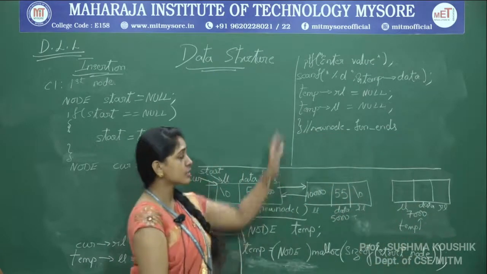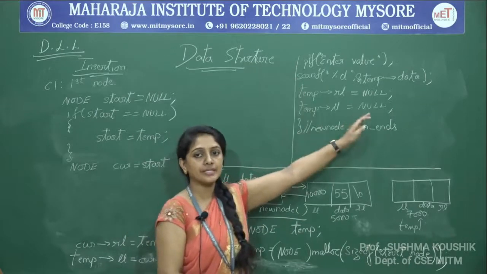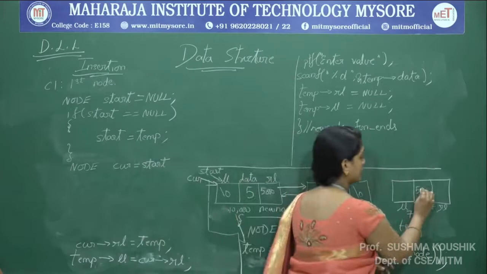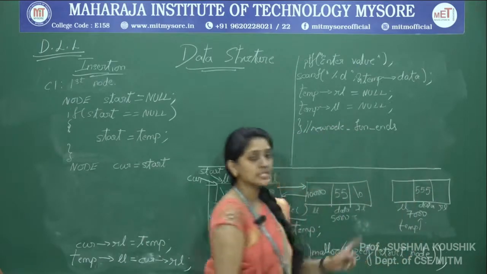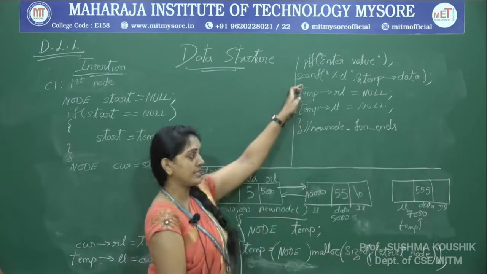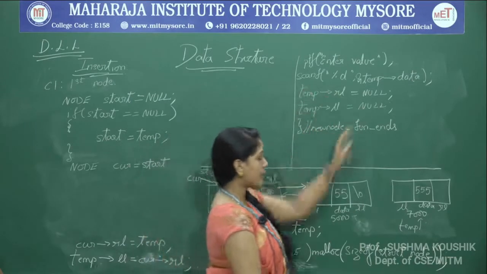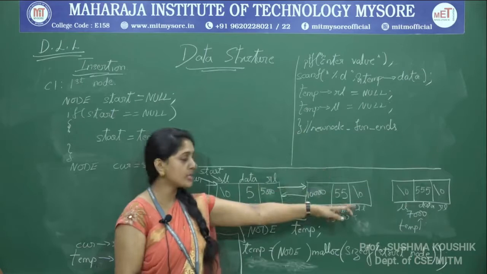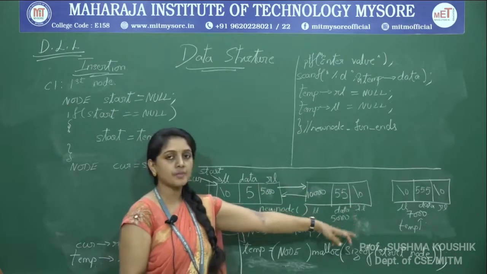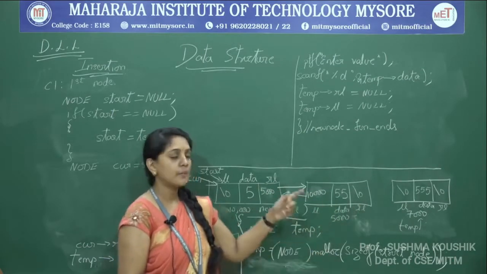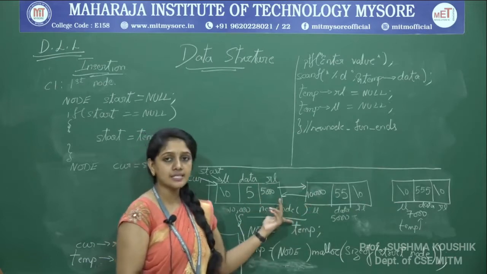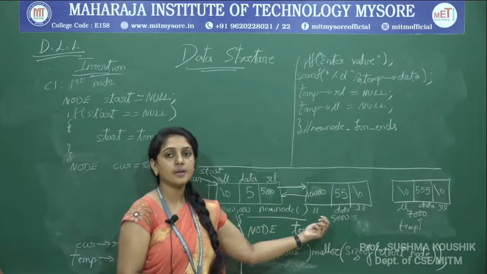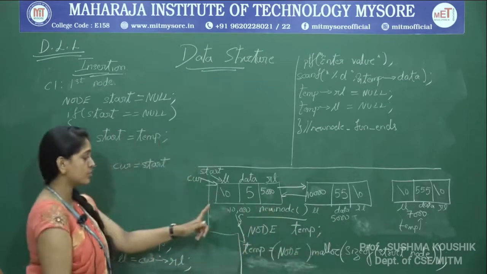We will go and read a value into temp of data. So what value does it give? Probably 555, if I assume. The data field is filled, and now temp of RL is null and temp of LL is null. So with this, the node is ready, with the temp variable pointing to that particular node. But I have to add it to the existing linked list, and I have to insert at the rear end. From the rear end, how do I traverse?